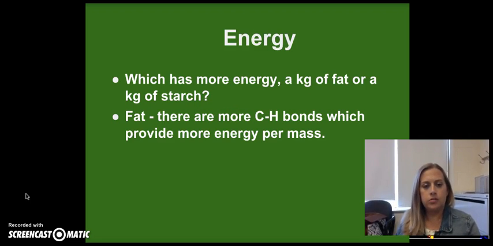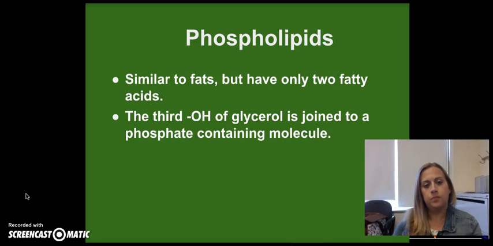And I said energy storage, so just a quick question. When we're talking about how carbohydrates are used for energy versus fats, which do you think would have more energy, a kilogram of fat or a kilogram of starch? And the answer is actually fat, because there are more carbon-to-hydrogen bonds, which provide more energy per mass.